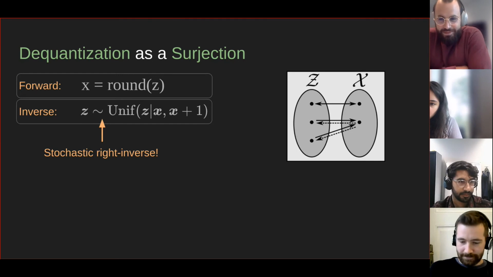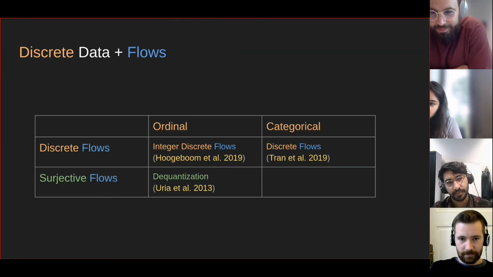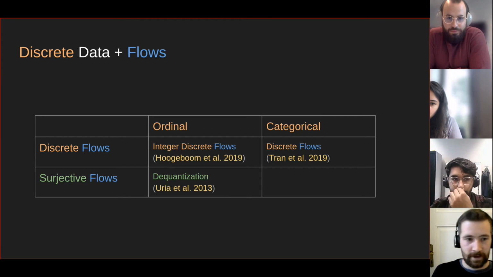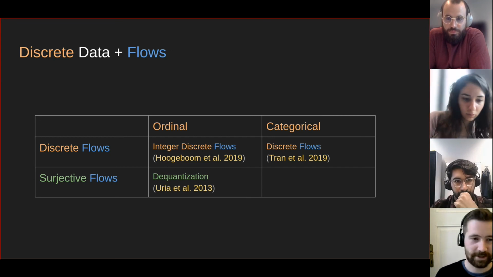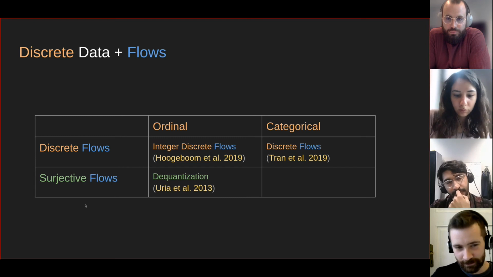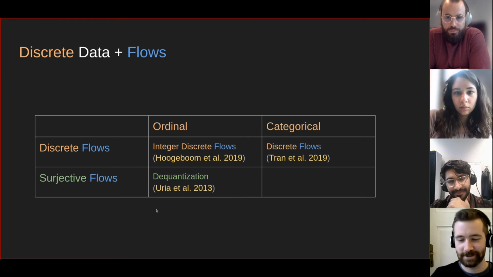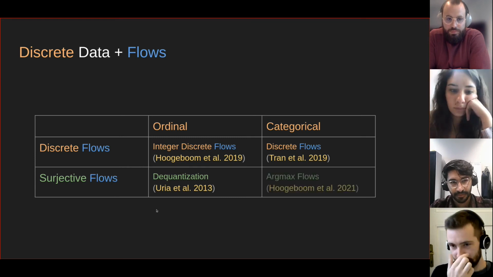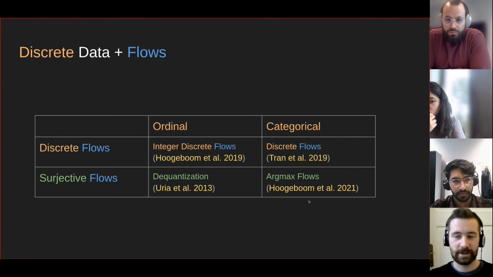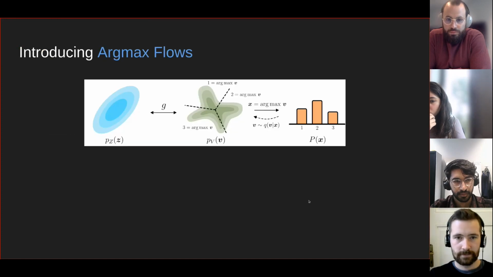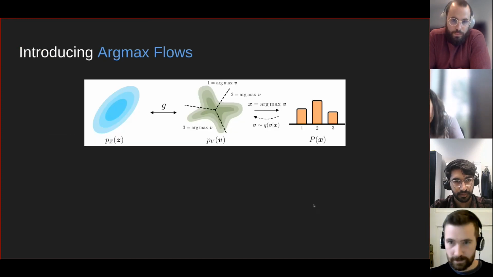All right, great. So yeah, that takes us back here. Now we're ready to introduce Argmax flows, now that we hopefully understand, at least very roughly, what these surjective flows are. Argmax flows are more of a natural extension of the same ideas as in dequantization, but to categorical data. So here's the illustration figure from the paper.